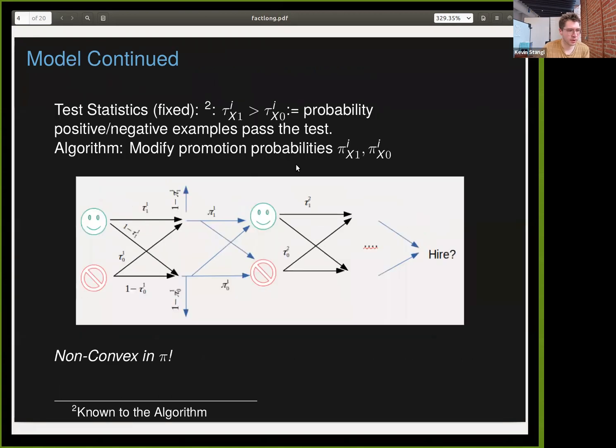Any more questions just about the model? I'll explain the model more later on, but I've just been talking about the model a lot. The model is very simple and very general. It's just a bunch of coins: test coins and then promotion coins. The promotion probabilities are probabilities that are randomized.